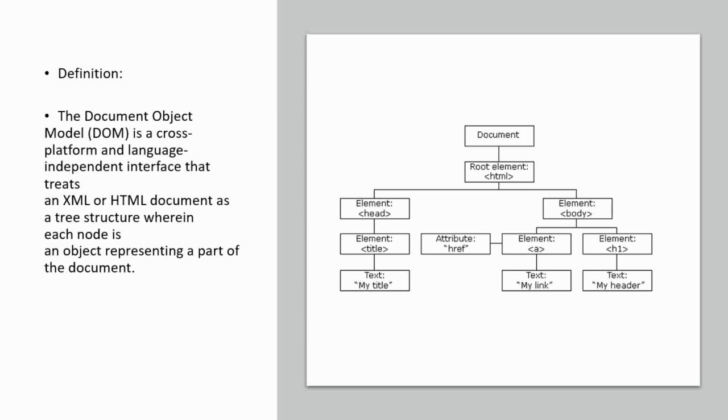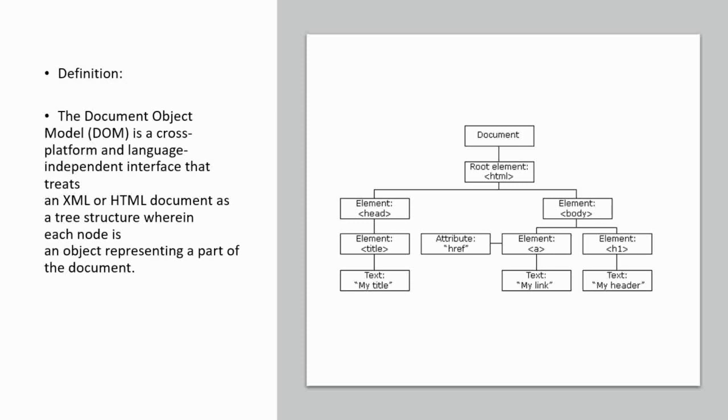let's go through the definition. The definition says that the Document Object Model is a cross-platform and language-independent interface. Cross-platform and language independent, two keywords again, which treats XML and HTML documents as a tree structure. So what it does is convert your XML into a tree structure. As you can see on the right hand side, you have this tree structure where the document node is at the top of the tree, or the root of the tree, and then it branches out with the root element, element head, element body, and further down to text, which is my header, my link, and my title.